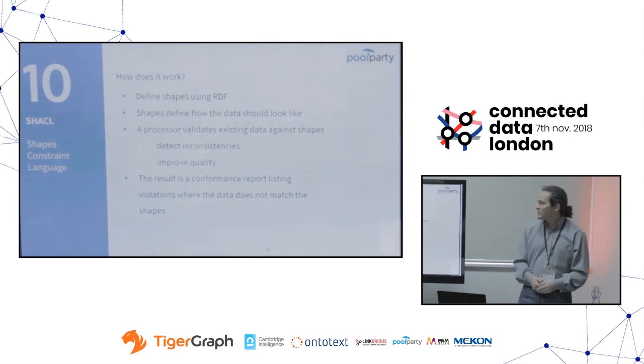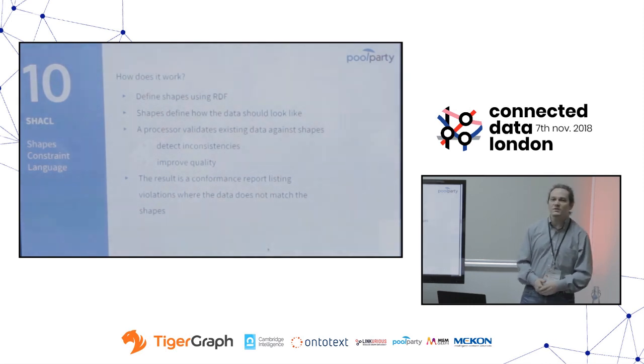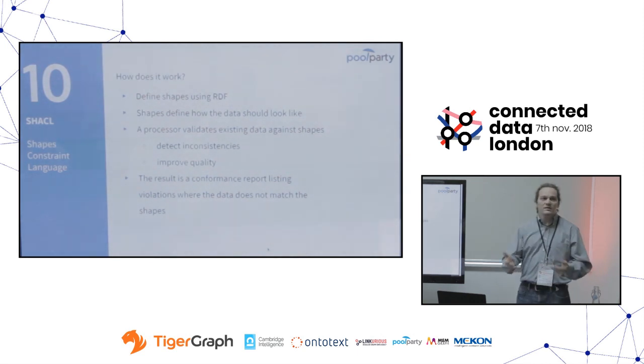The result of this validation is a conformance report listing the violations where the data does not match the shapes. And this report is also defined in the recommendation, so you have a common basis on how to process these results. That would be a difference to doing it with SPARQL, where you get back some bindings, and it wouldn't be really defined how to interpret it. But with SHACL, you get back this report.